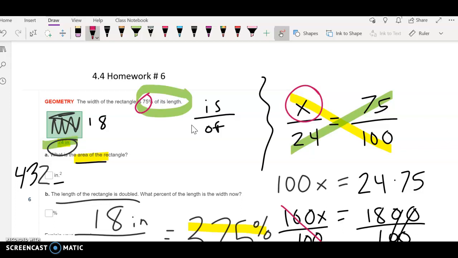So I hope this helped. I'm going to leave you to explain how you got the answer on the last part of the problem. Let us know if you have any questions.